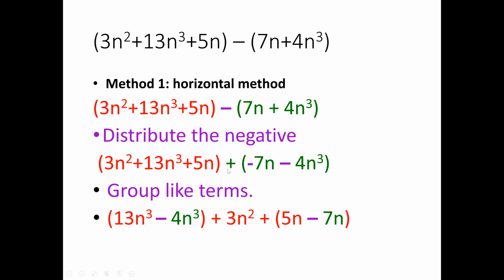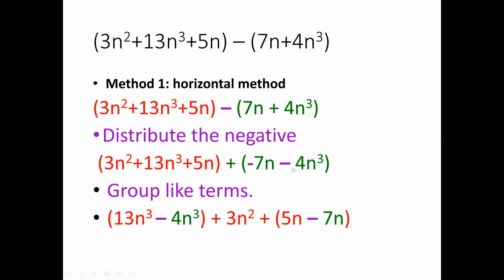So now let's see some examples. We are going to use both methods, the horizontal method and also the vertical method. So here we have 3n squared plus 13n cubed plus 5n, minus 7n plus 4n cubed. What I'll do is use the negative to remove this parenthesis. So you can see what we are getting here. The sign is changing. Negative times positive is negative. Negative times positive again is negative.